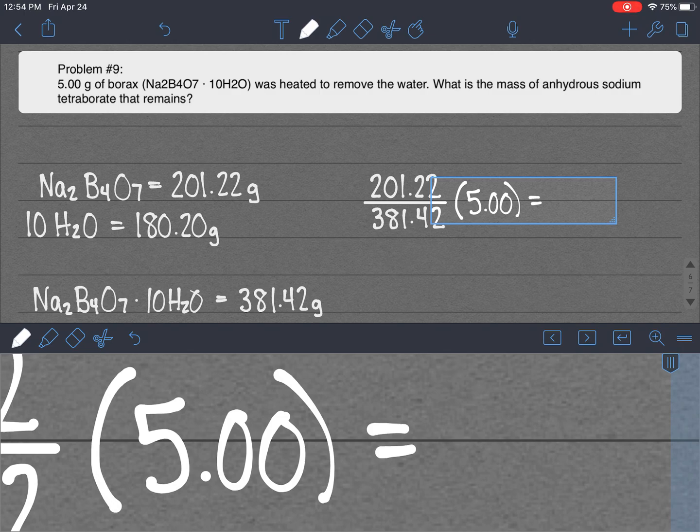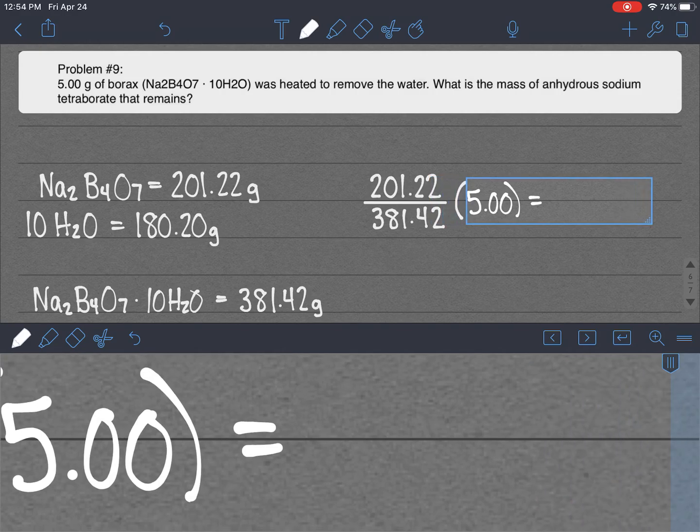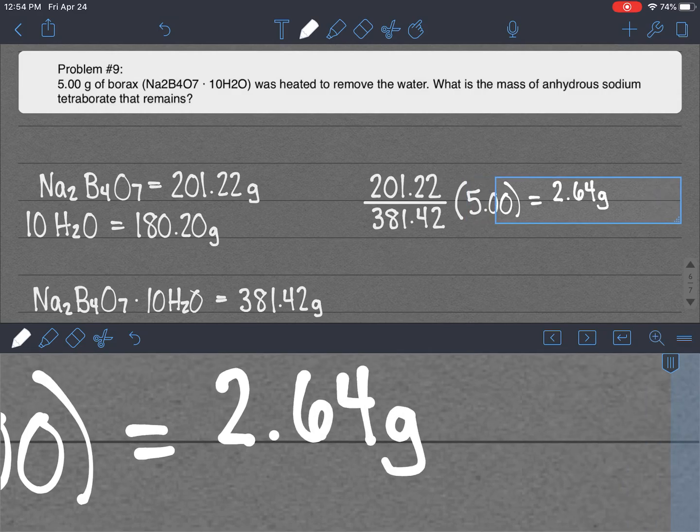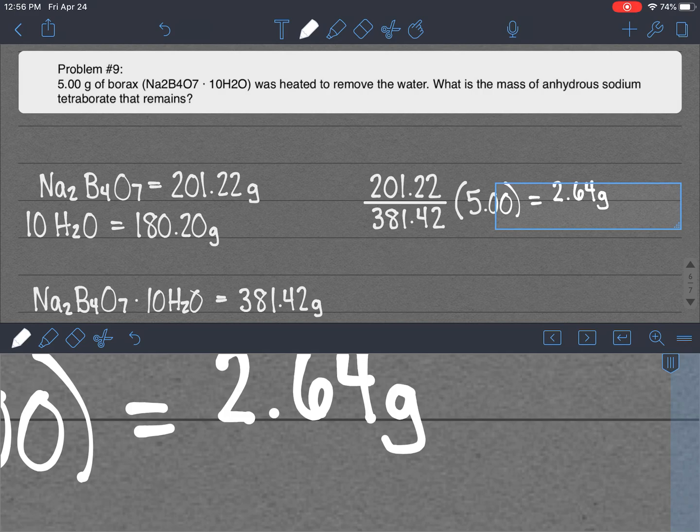So 201.22 divided by 381.42 is 0.52755. So that tells me that roughly 52.76% of this compound is actually that sodium tetraborate. When I multiply that times 5, again, I'm not going to round at the very end here, I get a mass of 2.63777. I want to round to 3 sig figs because 5.00 grams had 3. So 2.64 grams of the anhydrous compound, and I'll just write out that Na2B4O7.